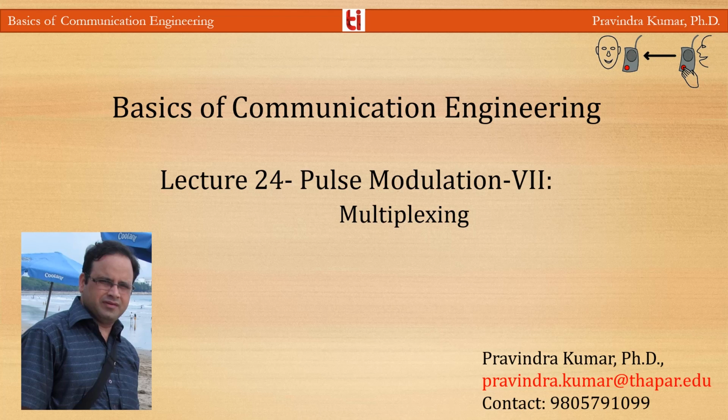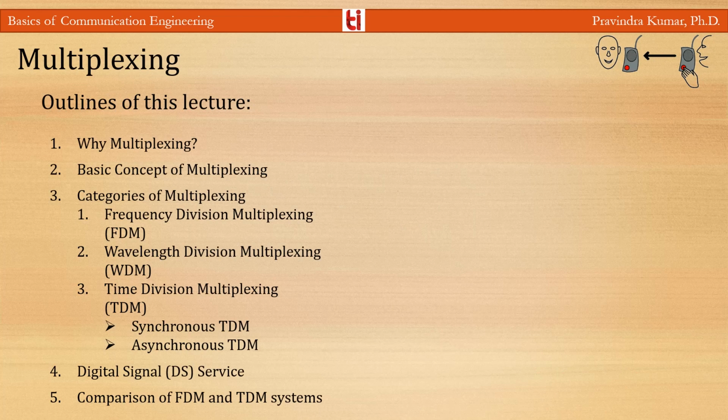In this lecture, I would like to discuss multiplexing of signals, and the outline of this lecture is: why multiplexing, basic concept of multiplexing, categories of multiplexing, where we will discuss frequency division multiplexing, wavelength division multiplexing, and time division multiplexing. Time division multiplexing is of two types: synchronous TDM and asynchronous TDM. After this, we will discuss digital signal services and comparison of FDM and TDM systems.